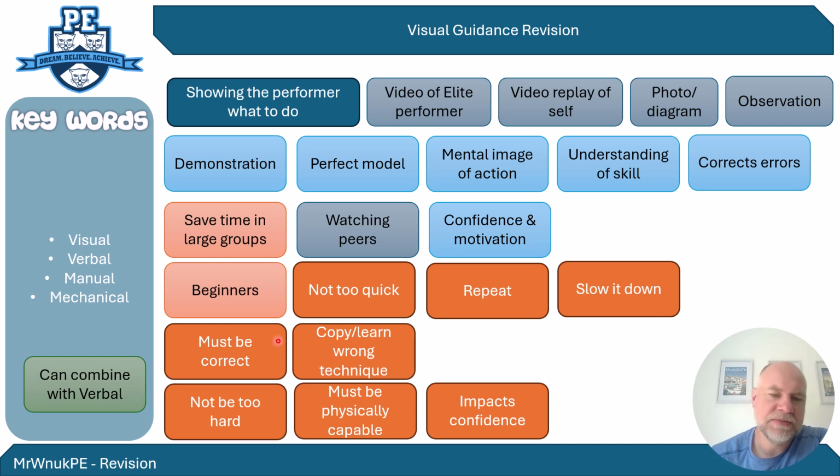The skill performance must be correct, and there is an exam question saying why must the visual guidance be performed correctly? Because the performers will then copy it, and if they're copying the wrong technique, they're going to learn the wrong technique. So it has to be done correctly.